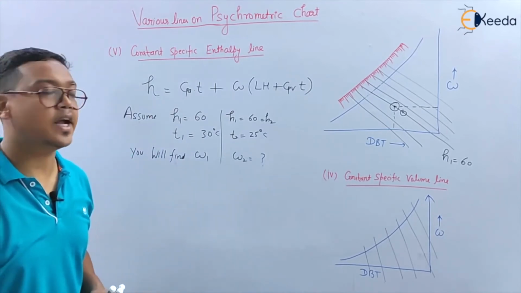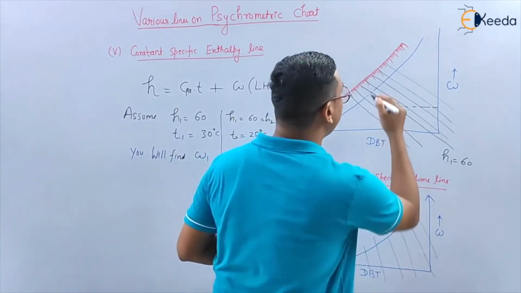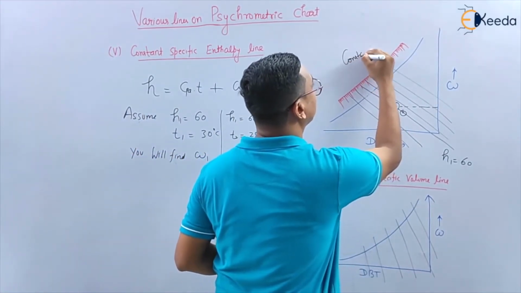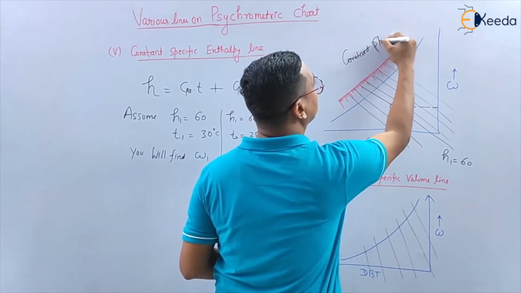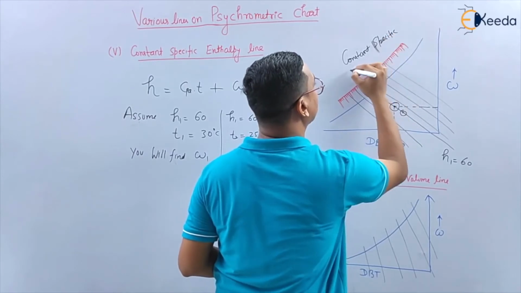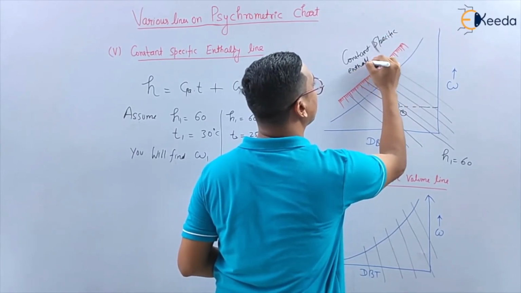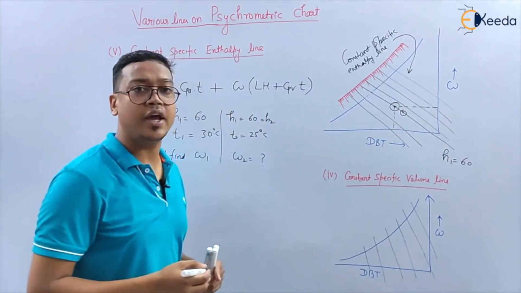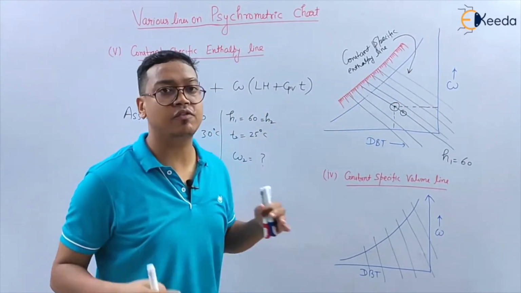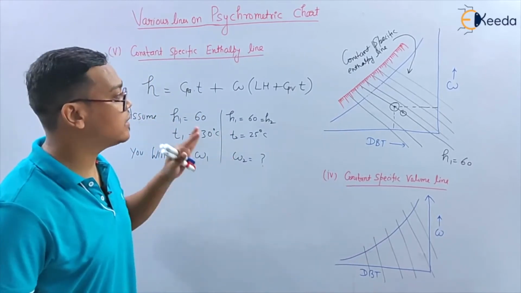These are the constant enthalpy lines. Constant specific enthalpy. Okay, and this is a scale on which we will find out the value of specific enthalpy.